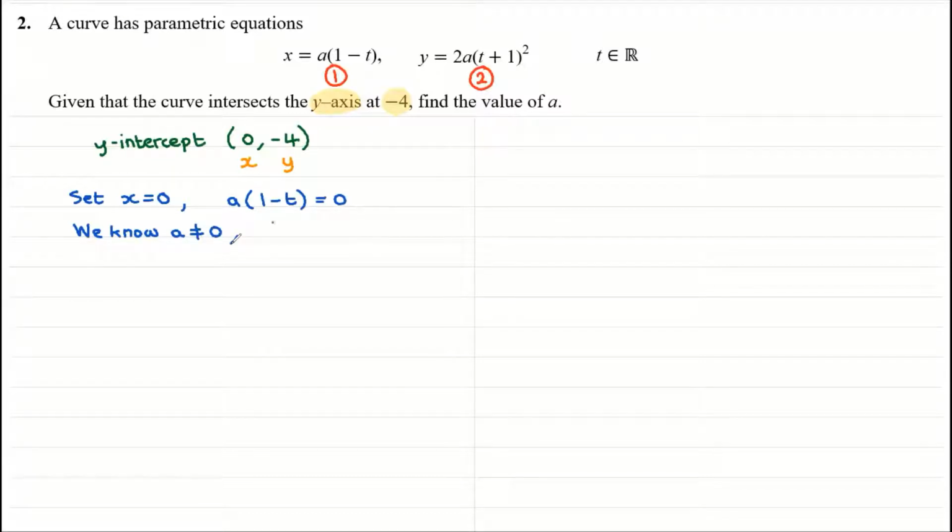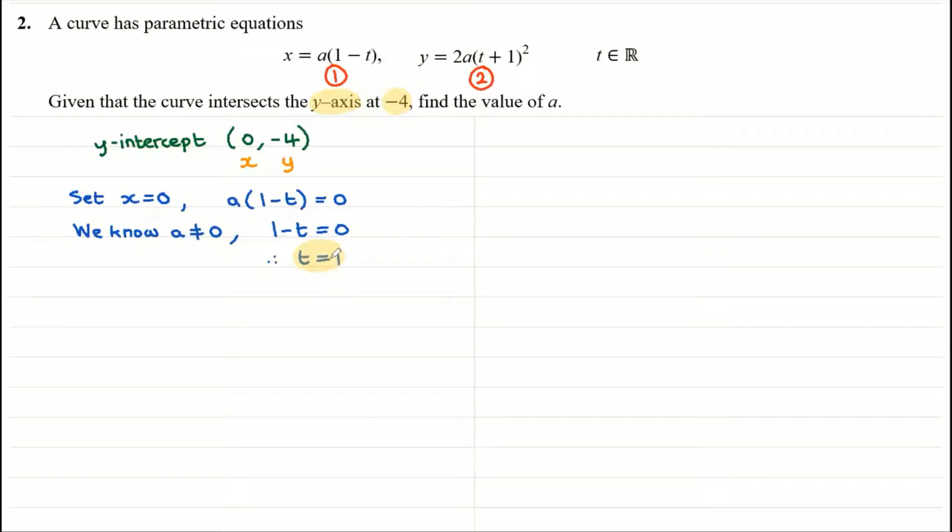So 1 minus t equals 0 must be the way to go. All right, I hope that's clear. Just common sense, really. If you put a 0 in, you just lose your equations. So in other words, that tells us that t must equal 1. So we've just discovered the value of our parameter at this y-intercept.